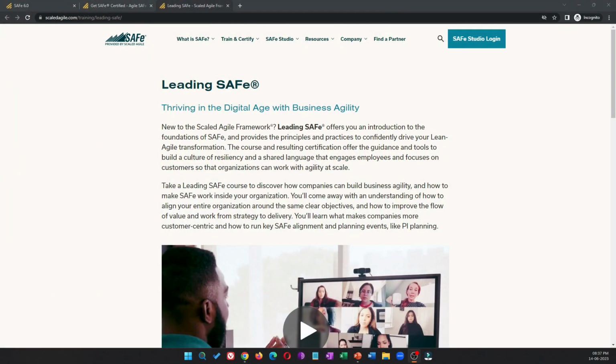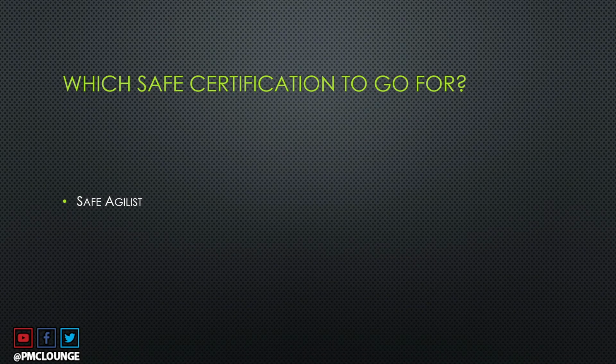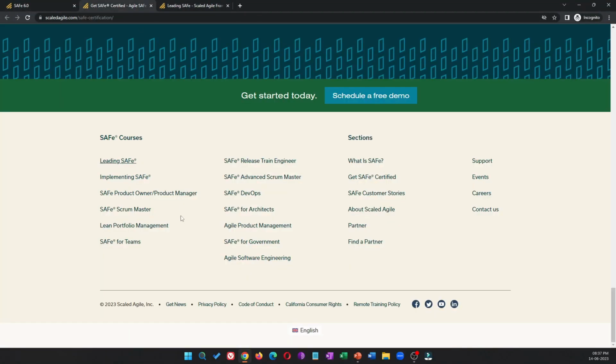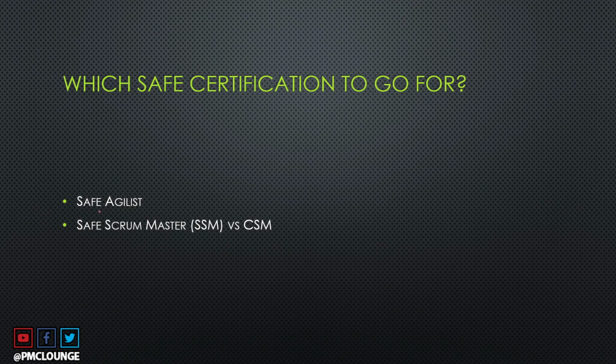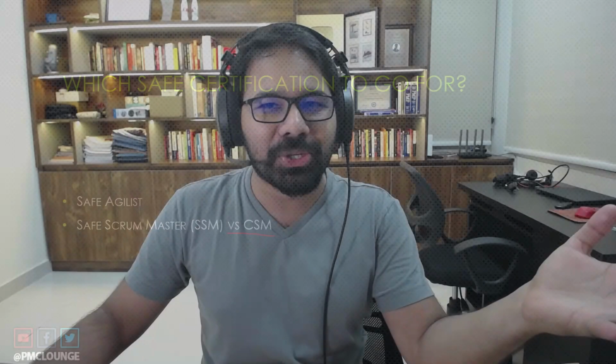Now, a lot of people tend to think, okay, this is the starting point certification, but I am a Scrum Master, right? So should I go for the other certification that we just mentioned, that is the SAFe Scrum Master? Because if you go back to their website, they have this SAFe Scrum Master certification as well, SSM. So should we go for this, or should we go for the CSM, which is the Certified Scrum Master? Which of the two certifications is going to help you the most?